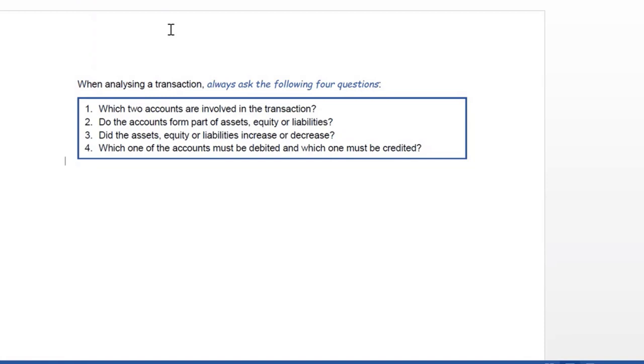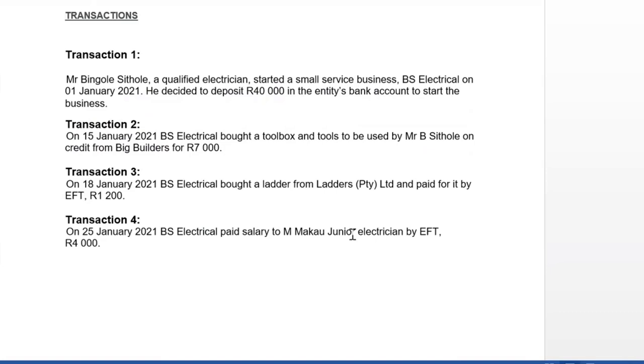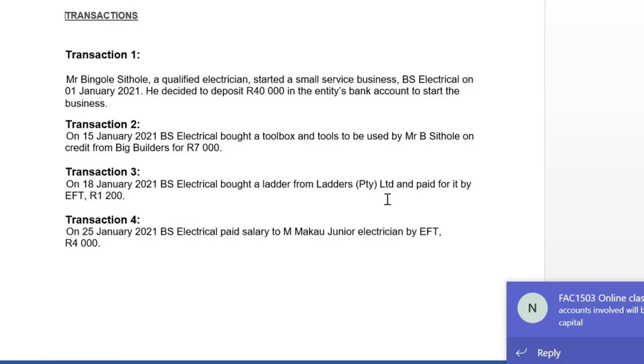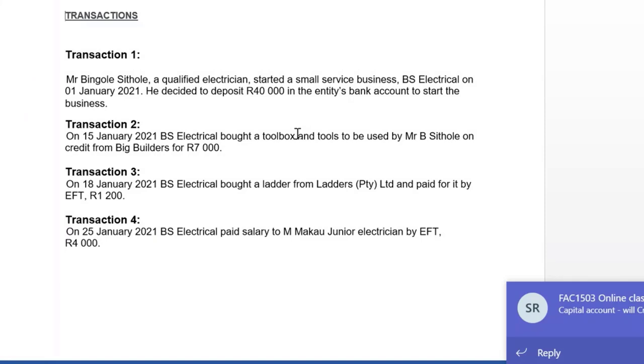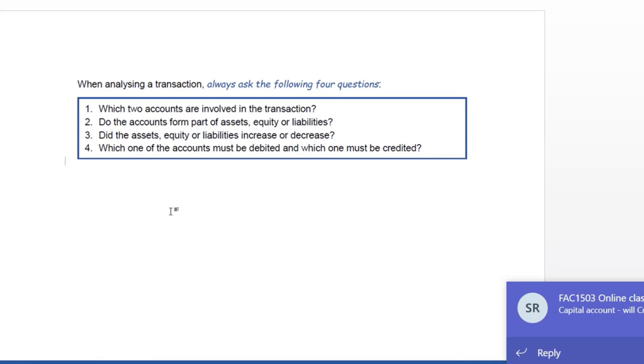So I'm going to read the first transaction to you guys. Remember, the first transaction is Mr. BC Tole, a qualified electrician, started a small business, BS Electrical, and he decided to deposit. I'm going to read it again, guys, before you answer. Mr. BC Tole, a qualified electrician, started a small business, BS Electrical, on the 1st of January. He decided to deposit 40,000 in an entity's bank account to start a business. So first of all, the question that I'm having in this, which two accounts are involved in this transaction? Which two accounts?